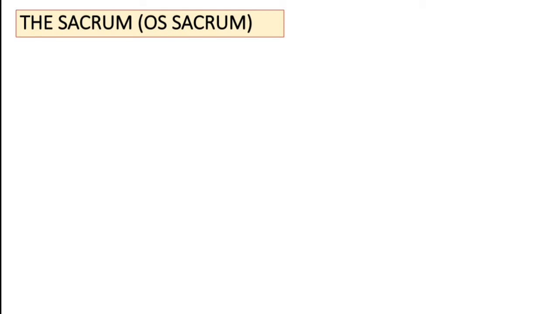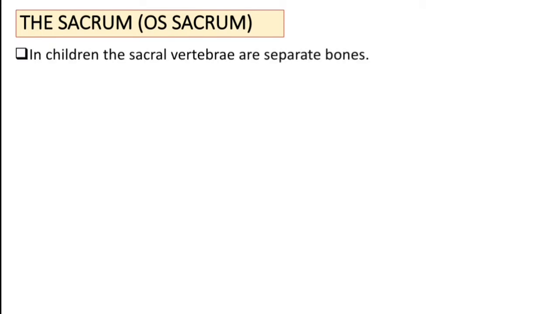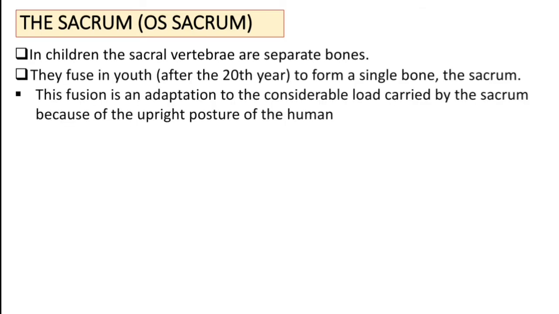Now let's talk about the sacrum. In children, the sacral vertebrae are separate bones. They fuse in youth, after the 20th year or around 18 years, to form a single bone, the sacrum. This fusion is an adaptation to the considerable load carried by the sacrum because of the upright posture of the human.